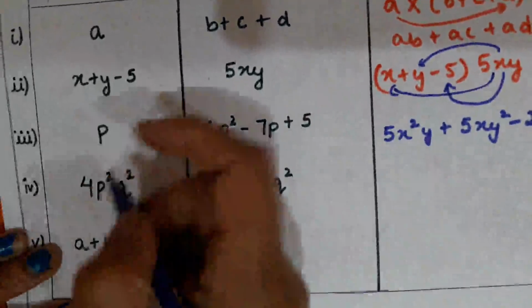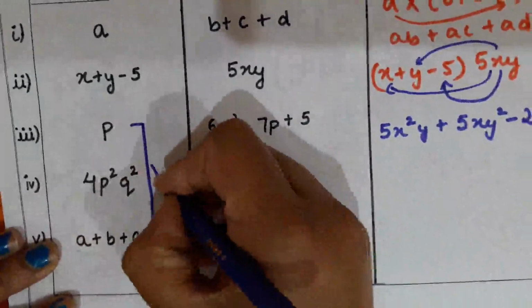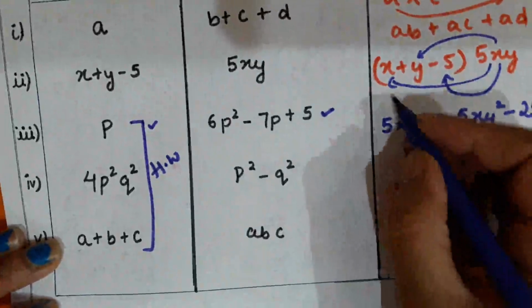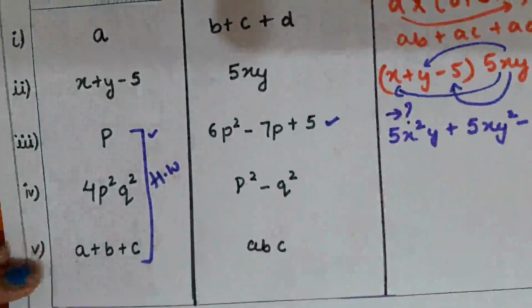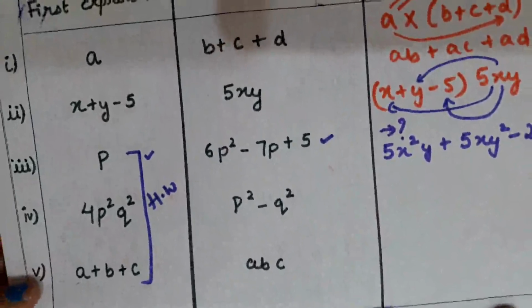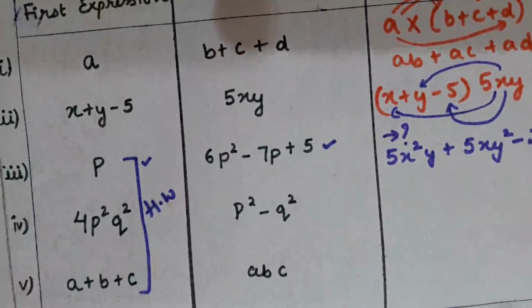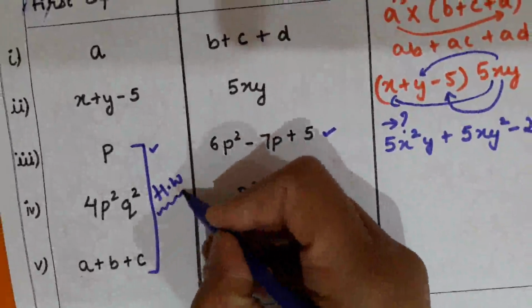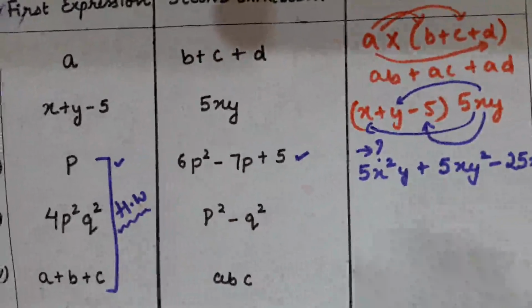Next, these 3 parts I am giving you as homework. Multiply this term with this term and write the answer here in this box. Okay, maintain the table, and make this table in your notebook also. So this will be your homework. Now let's move to the next question.